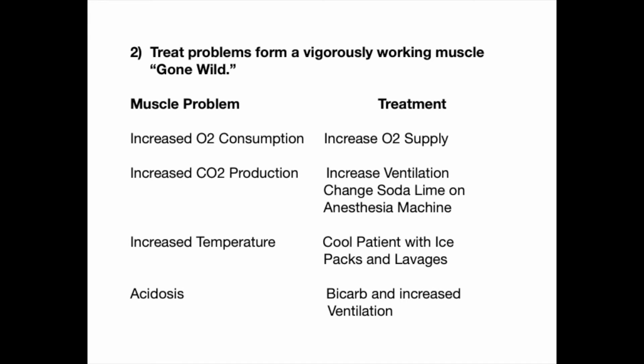For increased carbon dioxide production, we need to get rid of this if the patient's on a ventilator by increasing their ventilation. In an anesthesia machine, we may need to change the soda lime, which may get used up in the course of a malignant hyperthermia event. For the increased temperature, we will cool the patient with ice packs and lavages. For the acidosis, we'll use bicarb and increase ventilation.